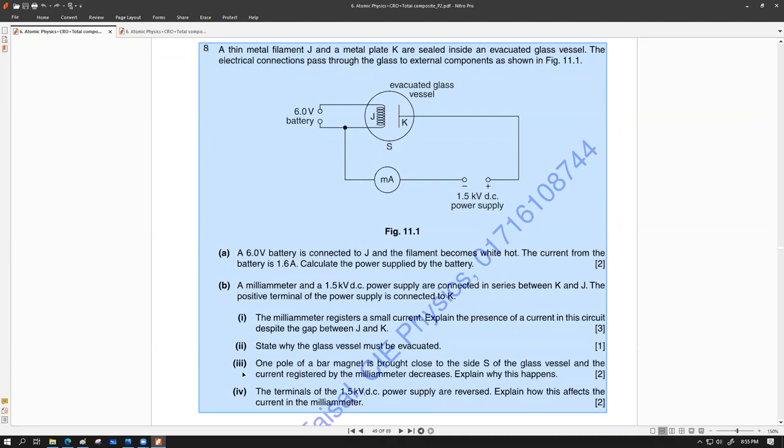Third: one pole of a bar magnet is brought close to the side of the glass vessel, and the current registered by the milliammeter decreases. Explain why this happens. Now, to understand this idea, I'd like to take your attention to a very specific page number, which would be... It should be what? Can I find this? I hope to find this, but I'm not sure if I can find this.